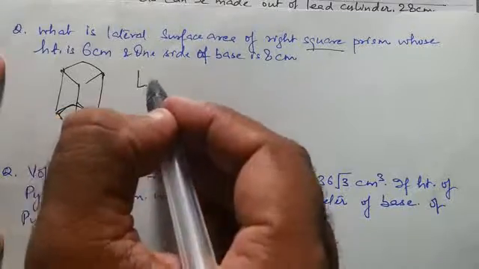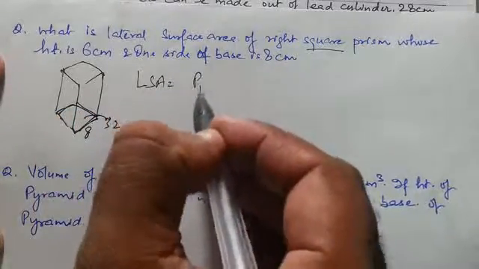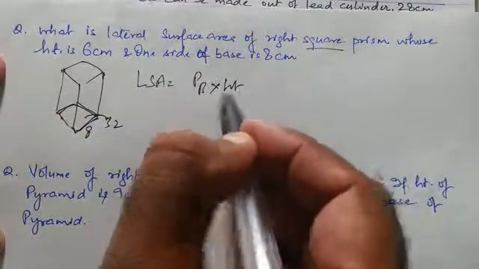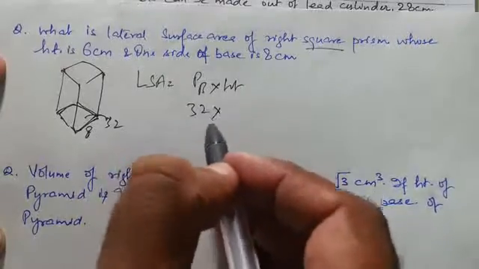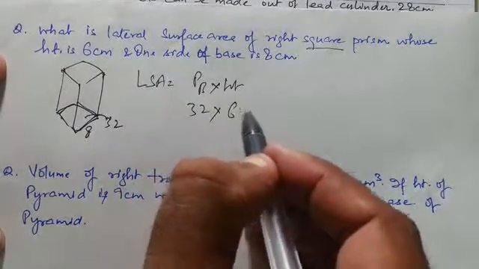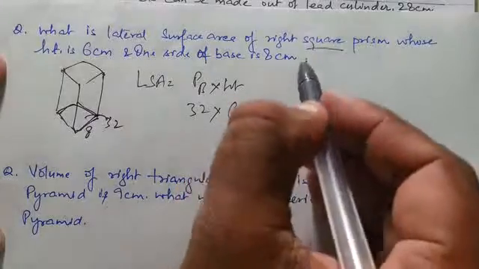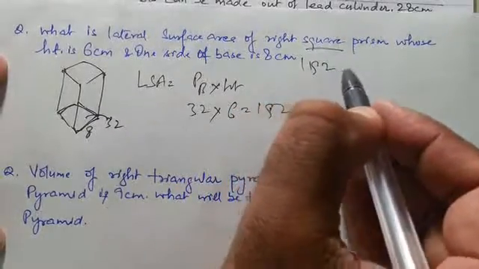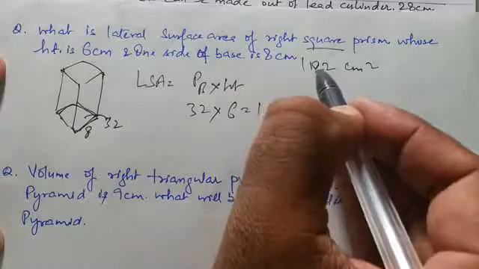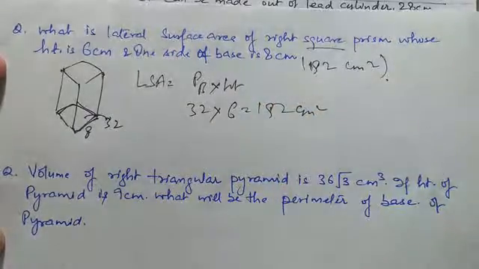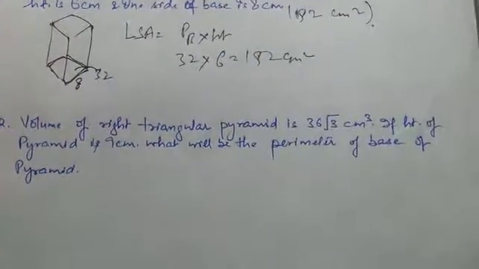So lateral surface area is equal to perimeter of base into height. The perimeter of base is 32, and what is the height? It is equal to 6. So it comes to be 192 centimeter square. So the answer is 192 centimeter square. Simple. Now let us take the last question.